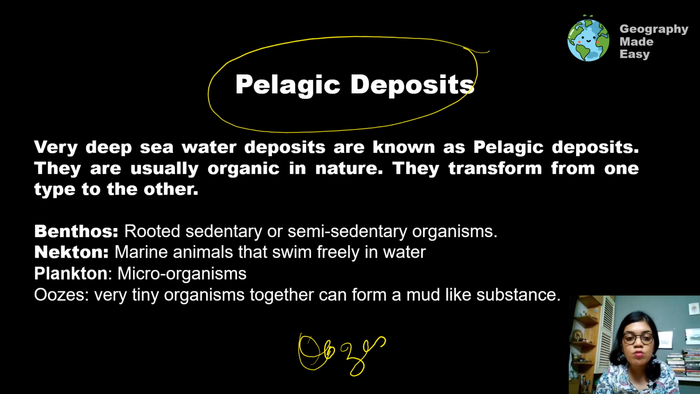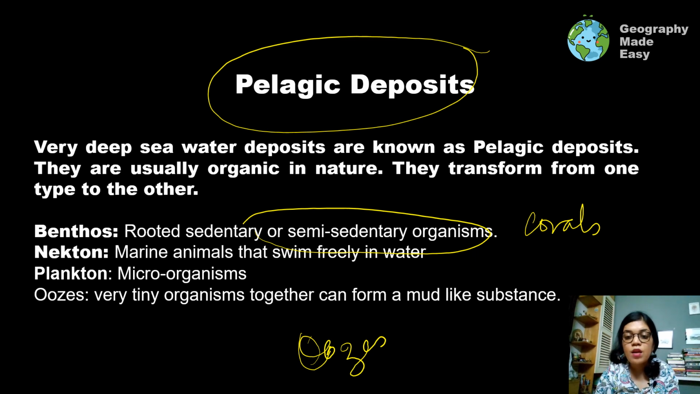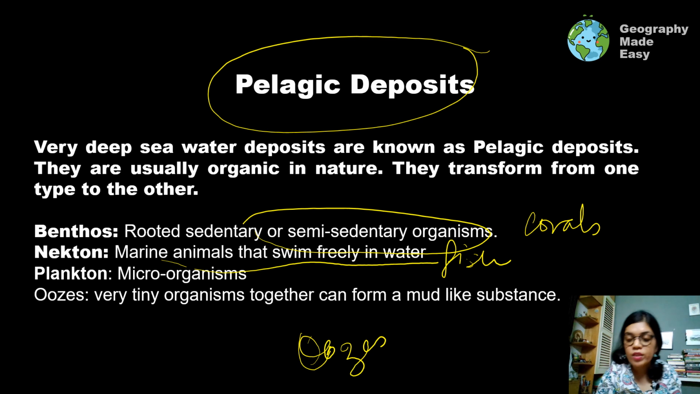So we have the benthons, or the rooted semi-sedentary. So there is no movement here, like corals and certain other organisms, plants, which are there in the ocean, and they are in some cases completely rooted to the place where they are found, or sometimes they can travel, but they are mostly rooted into one place. Then we have the nectons, like the fish and the other organisms which can freely move in the water. So their bones, when they die, can form the necton deposits.